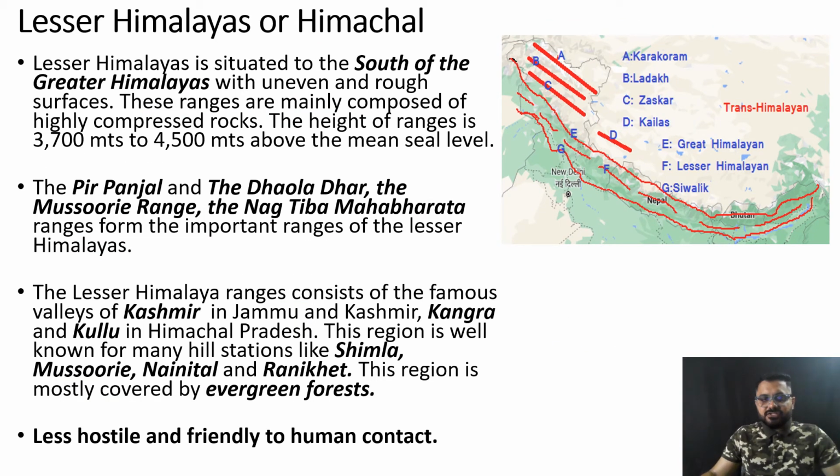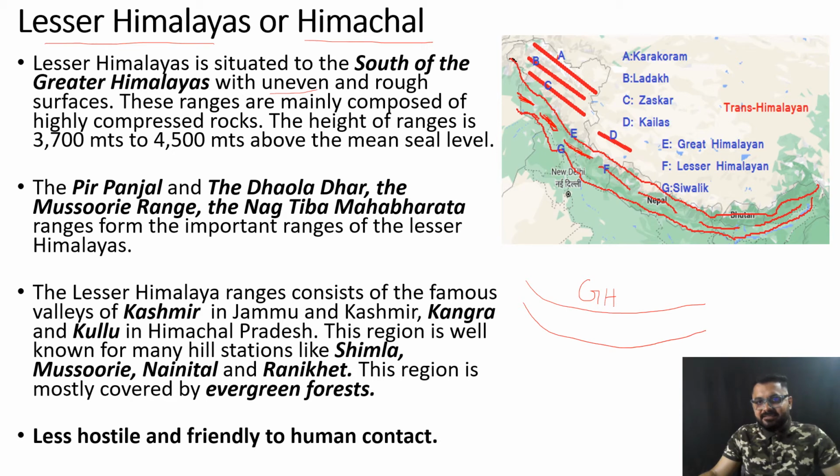The second range of the Himalayas, called the Lesser Himalayas, is also called the Himachal Himalayas. They are located to the south of the Greater Himalayas. Now this is the Greater Himalayas. To the south of the Greater Himalayas, we have the Lesser Himalayas. These Lesser Himalayas are uneven. They are not even. As you can see here, this one here, these ranges are not continuous, and they are not even as well.